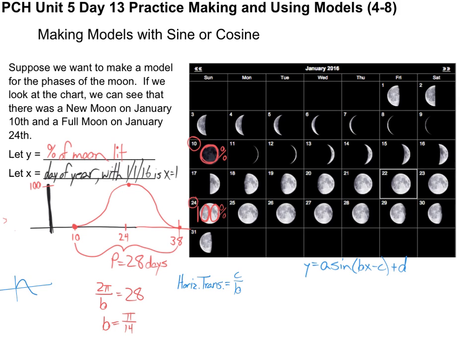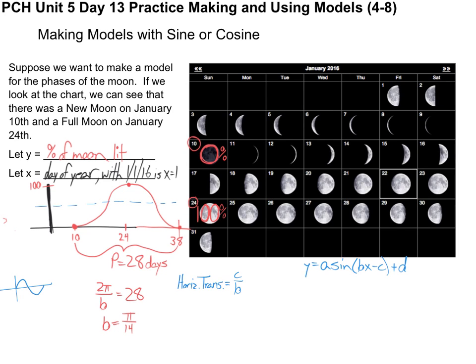The parent function looks like this, right? We could have used cosine, but we chose to use sine. So remember, sine starts on the midline. Where is the midline for this one? It's 100 divided by 2. It's 50.